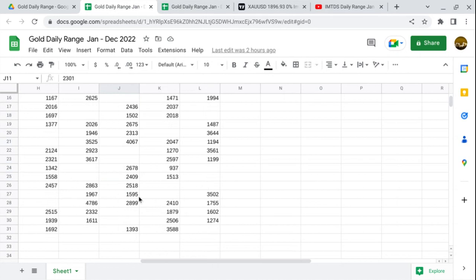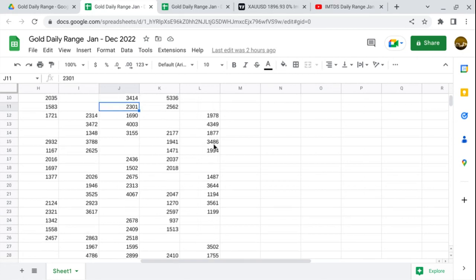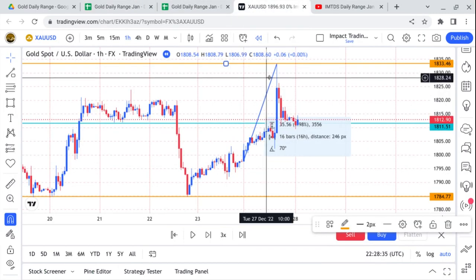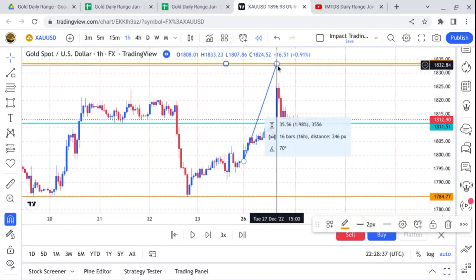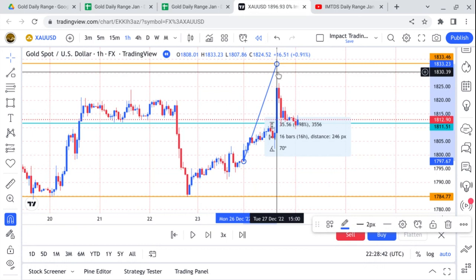On December 27th, the highs in the week before were 3,600, 3,500. Those were the highs in the week before. The highs the week before that was 3,400, and an extreme was 4,300. So we have 34, 36, 35. And then this daily range today, meaning the 27th, was at 35. So we have an advantage knowing that the daily range is already at 35.